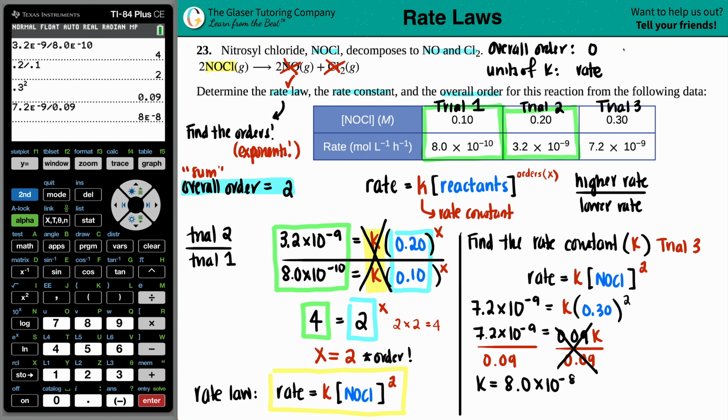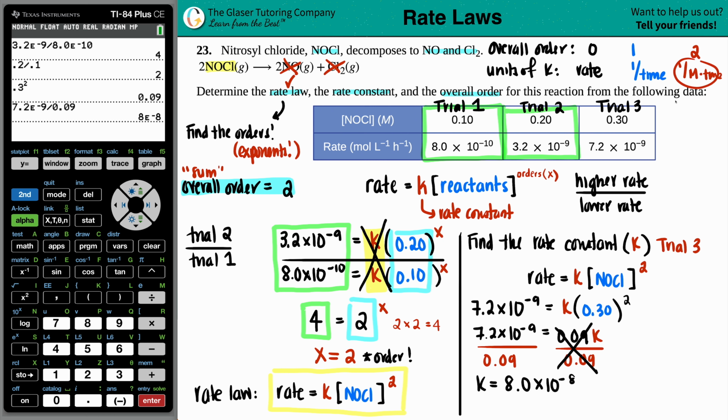Now, if you have an overall order of 1, the units of K are always going to be 1 divided by the time. In this case, they gave you the time in hours, so it would be 1 over hour. But we don't have that because it's the second order. So now this is ours. If you have an overall order of 2, the units are going to be 1 over molarity times the time.